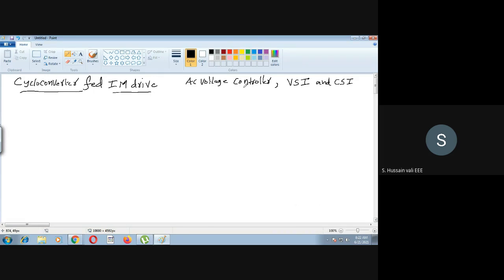Okay, so today's class we'll see how we will use this cycloconverter. I hope you know what it does. It converts one AC to another AC, but this time it just varies the frequency. Okay, it varies the frequency: step up cycloconverter, step down cycloconverter. So I will draw a brief circuit diagram here.